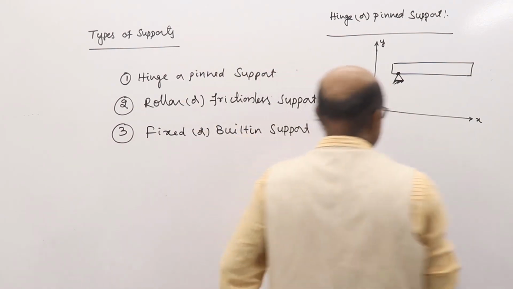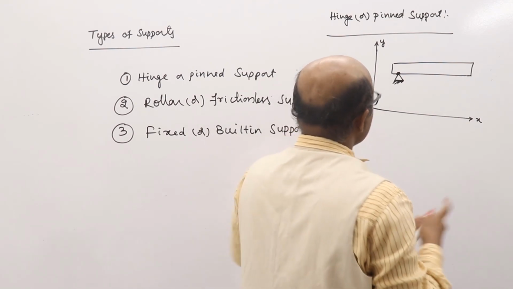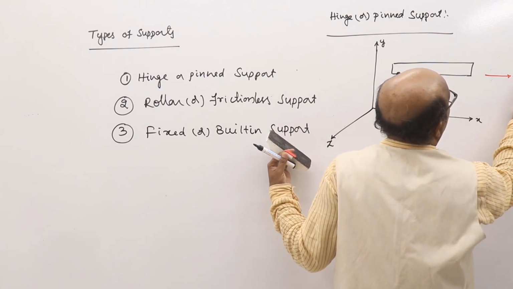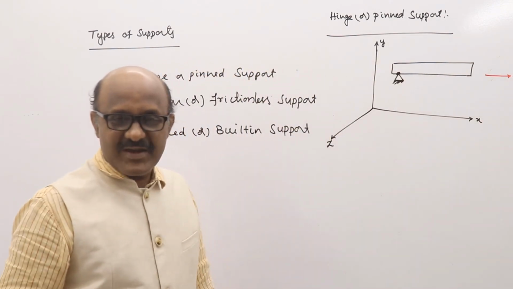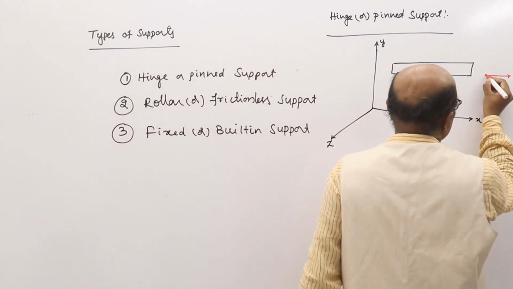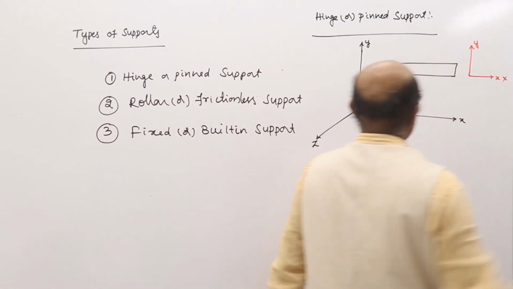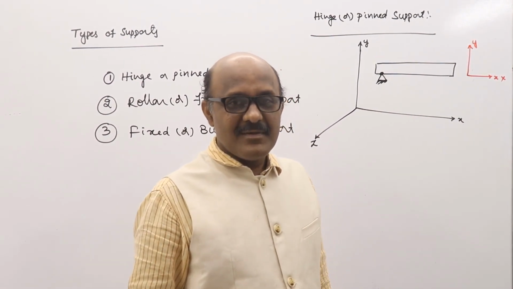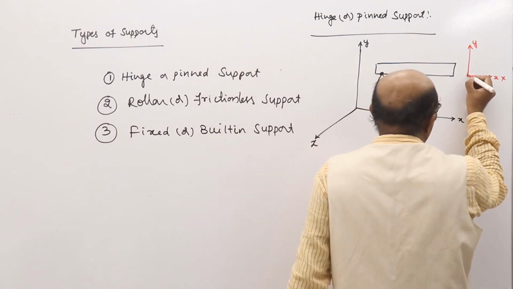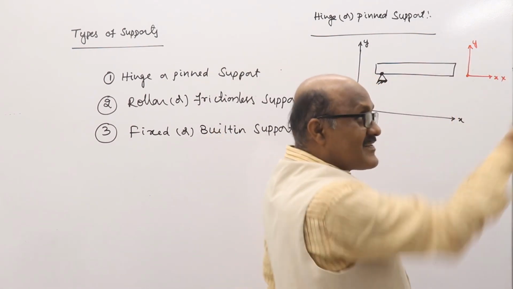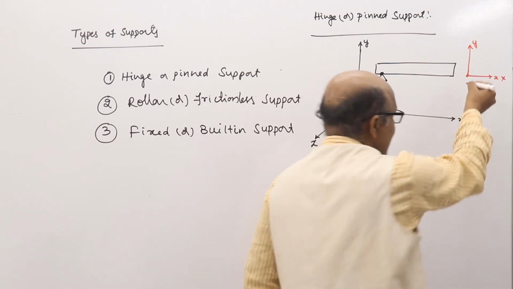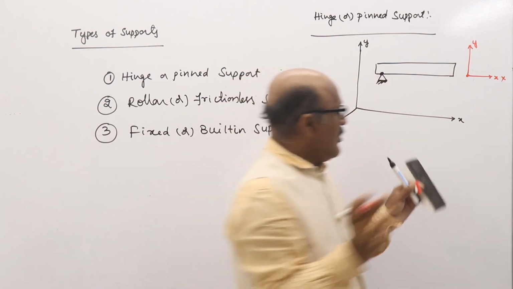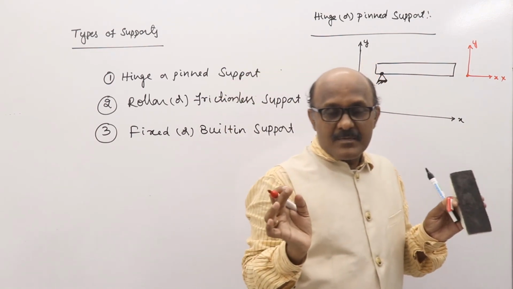In similar fashion here also, we will draw the free body diagram. Motion is prevented in the x direction, my dear students. Next, here is the y-axis direction. Here also, motion is prevented in the y-axis direction. But rotation about the z-axis, which is perpendicular to both, we cannot prevent here.